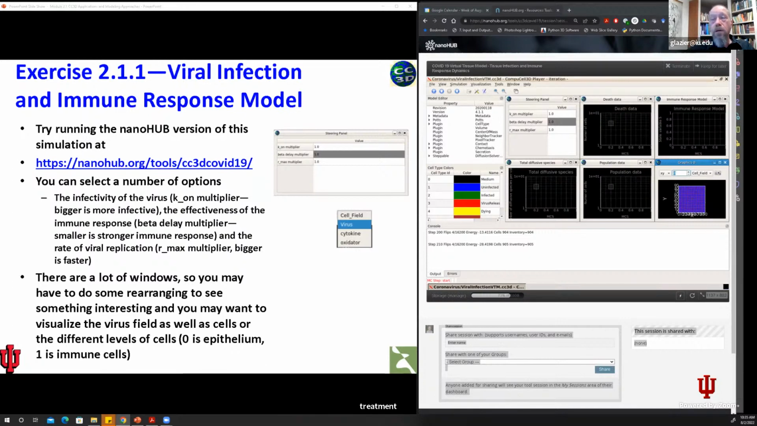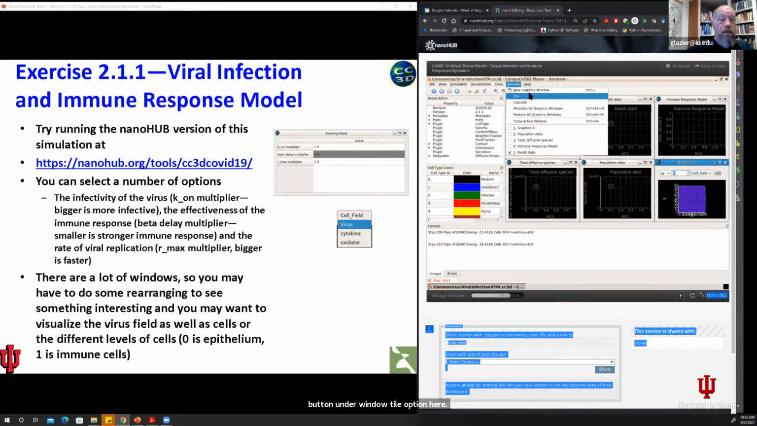If you wanted to explore this, there's a lot to explore with it. I just wanted to let people try it out for a second or two. It does have a lot of windows, and so you may find that you have to do some rejigging. Remember that the button under Window, Tile option, to lay things out again is useful. Remember, after you relay out the screen, you have to hit run again.